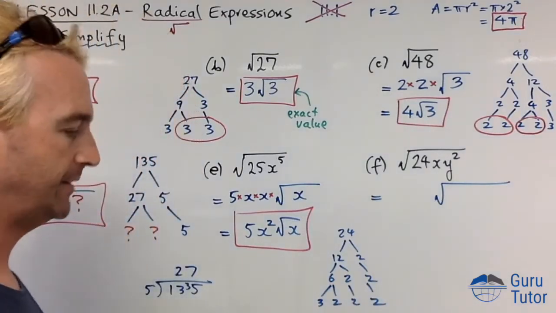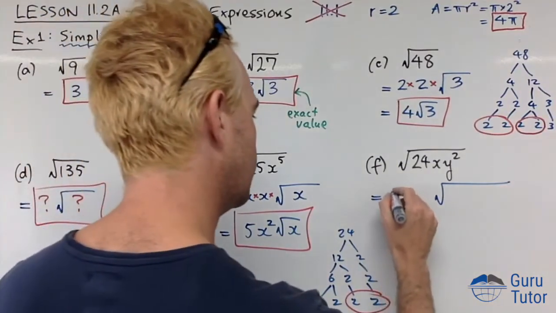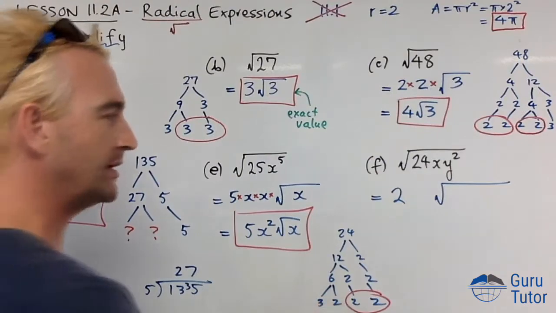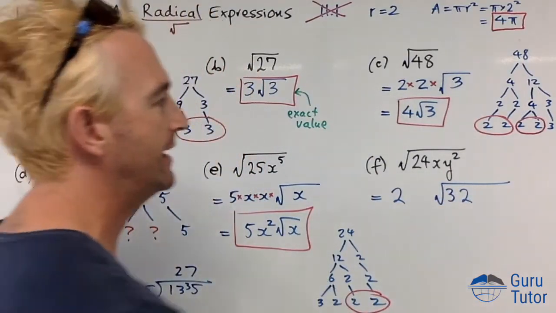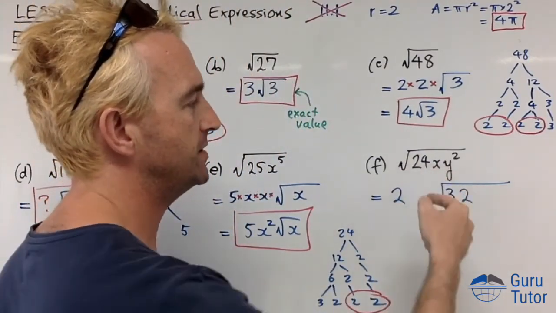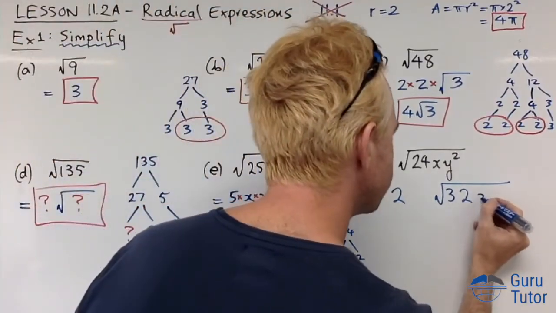Can we make any pairs here? Pair of 2s. Yes. So a 2 comes outside. Any more pairs? No. So the 3 and the 2 are going to stay inside. What else? X. Can we get a pair of x's if we did a factor tree for all this stuff? No, there's no pairs of x's, so the x is going to stay in there.